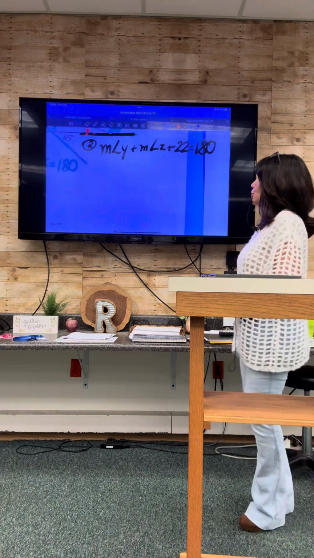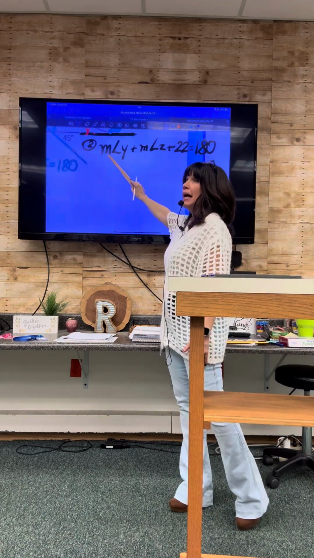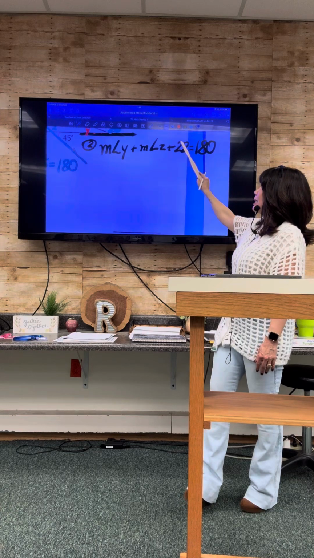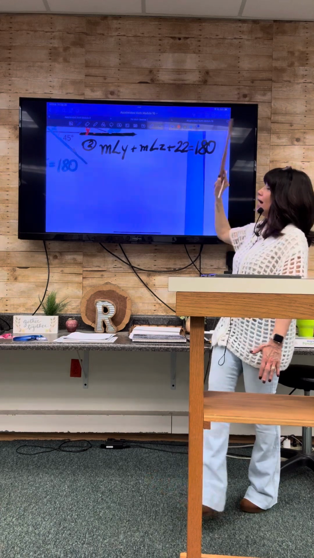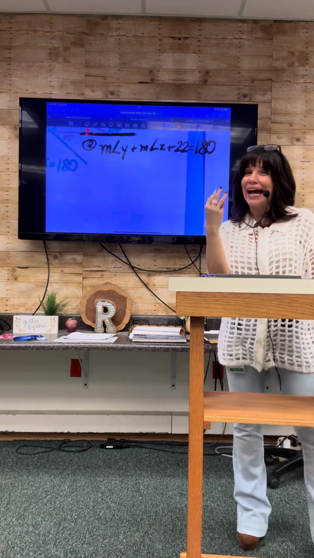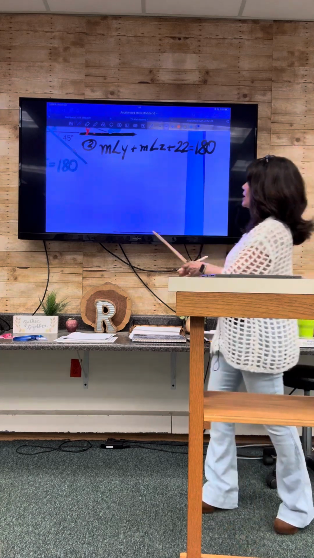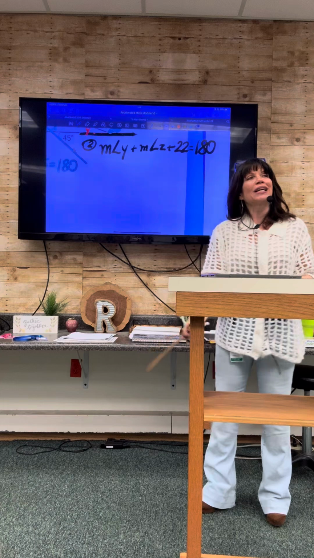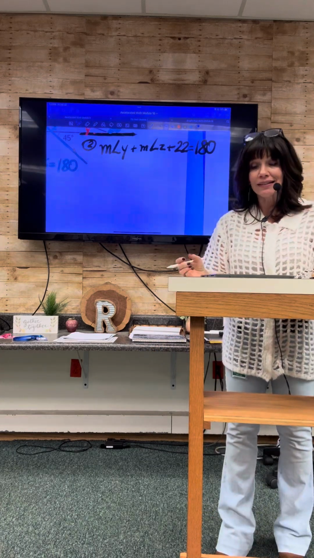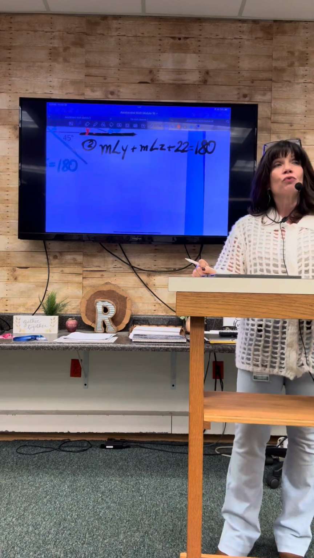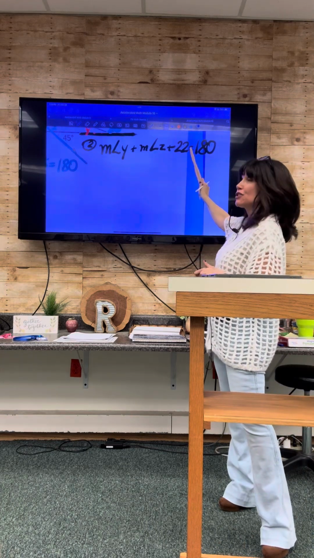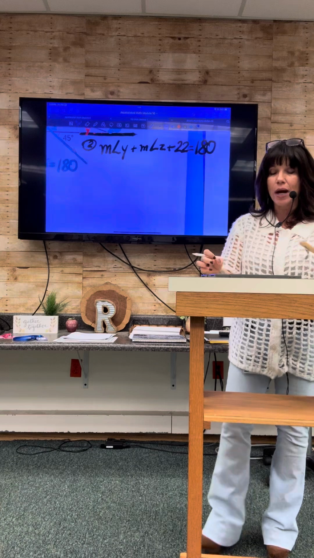For step 2, copy this. Measure of angle Y plus measure of angle Z plus 22 equals 180. Now, because there are 3 addends in this equation, what shape do you think I got those angles from? A triangle. Yes, because that's what we're learning today. Write it down: measure of angle Y plus measure of angle Z plus 22 equals 180.